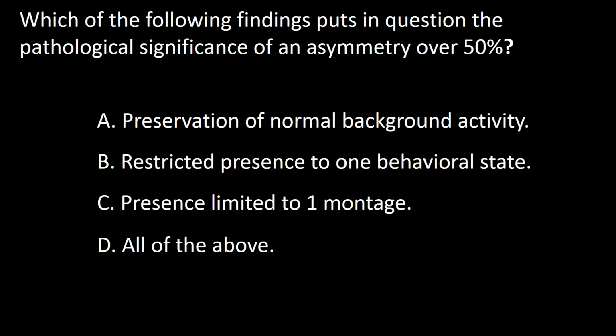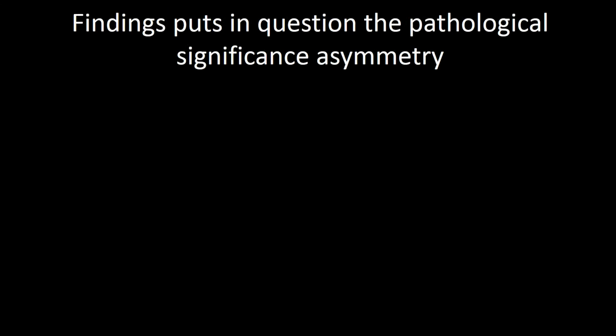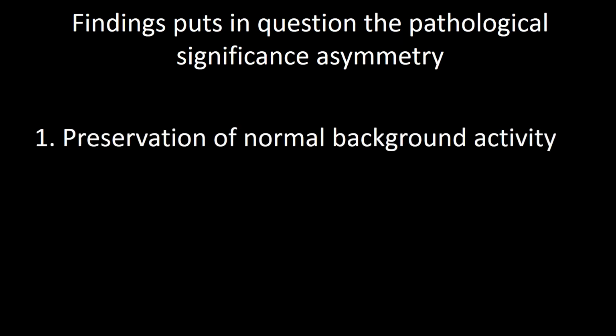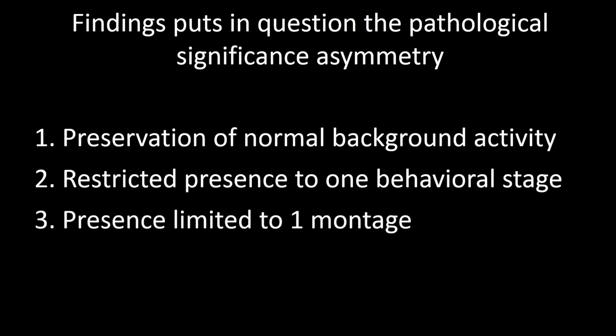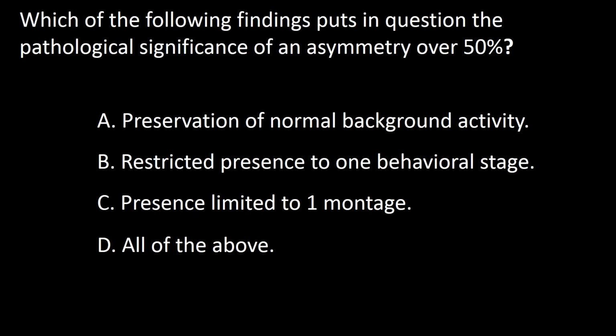Which of the following findings puts in question the pathological significance of an asymmetry over 50%? A. Preservation of normal background activity. B. Restricted presence to one behavioral state. C. Presence limited to one montage. D. All of the above. Findings that put in question the pathological significance of an asymmetry, even if it is more than 50%, include preservation of normal background activity, restricted presence to one behavioral state, presence limited to one montage. So the answer to this question is D, all of the above.